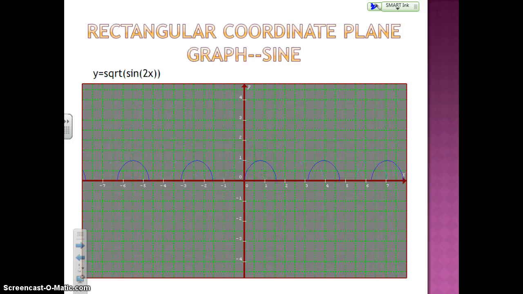And here we have the rectangular coordinate plane graph of the sine function. Here it's pretty much the same thing as cosine. It's in radians, and the only difference is that it's shifted over 45 degrees or pi over 4. But again, if you change the a value, the humps become larger, and that's pretty much it.